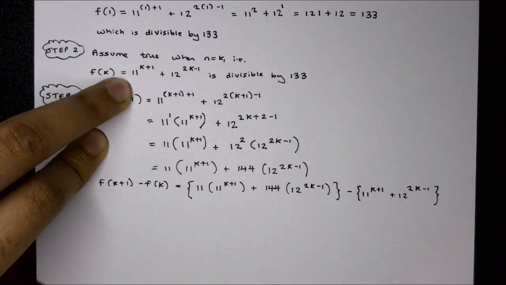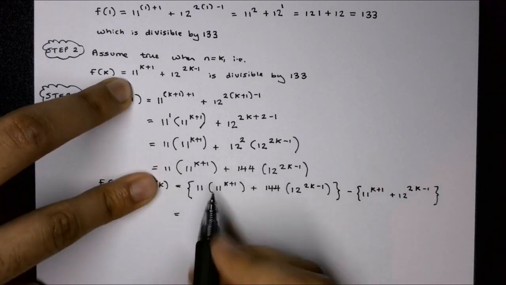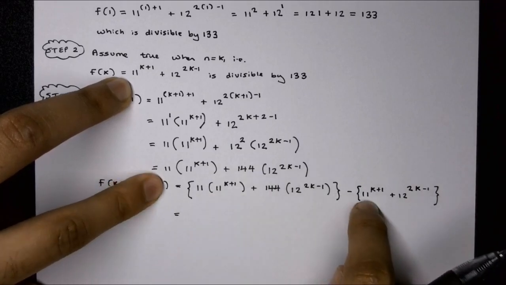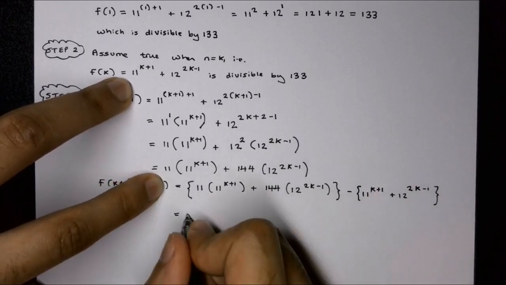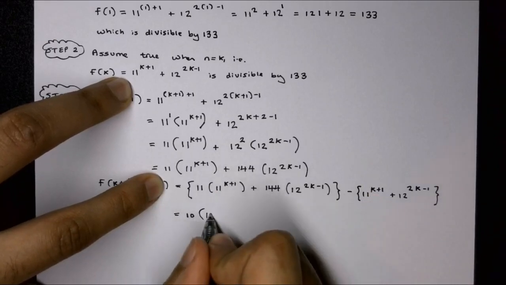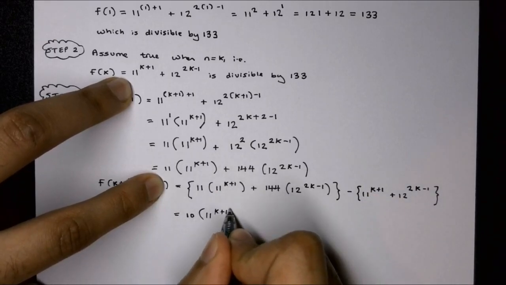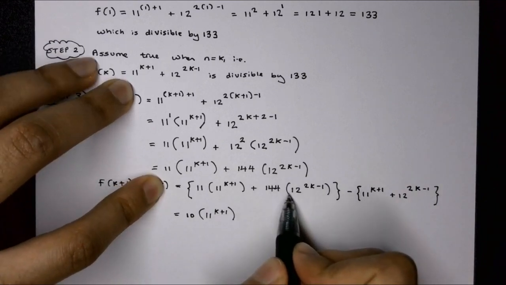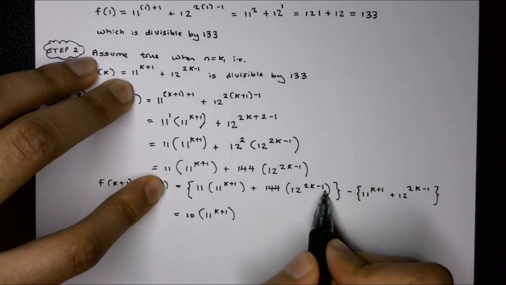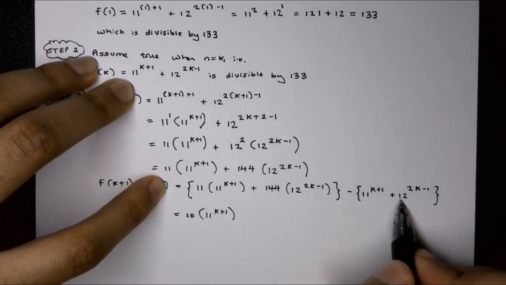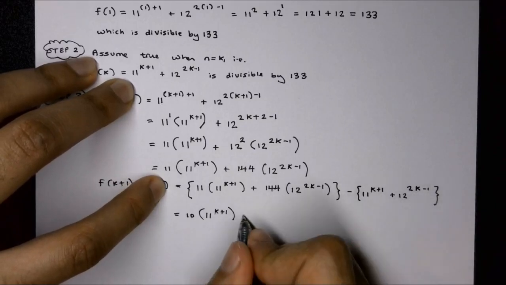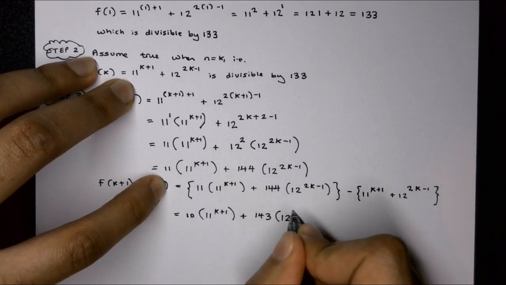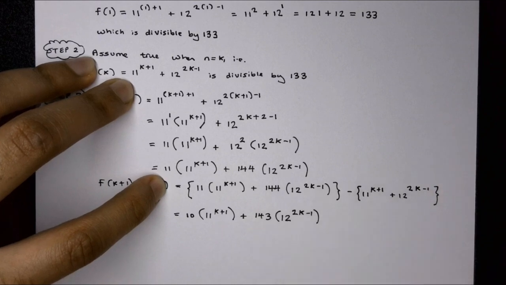Now if we tidy all this up, we have 11 lots of 11 to the power of k plus 1 minus 1 lots of 11 to the power of k plus 1, so that will be 10 lots of 11 to the power of k plus 1. Then we've got 144 lots of 12 to the power of 2k minus 1 minus 1 lots of 12 to the power of 2k minus 1, so that will be 143 lots of 12 to the power of 2k minus 1.